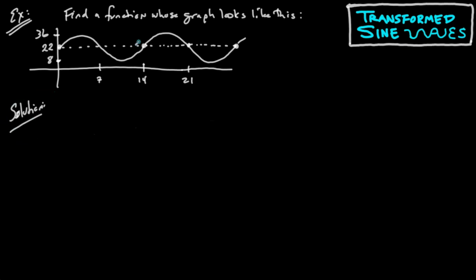Okay, how are we going to find a function whose graph looks like this? First, we recognize that this is clearly a sinusoidal function, a transformed sine wave. It looks like the sine wave. It starts, well, at least at the midline, if not at 0, goes through a period, well, it's not of 2 pi, but of 14, and it bobbles up and down with an amplitude of, what is that? 14. That's the distance between the midline and its extreme values.